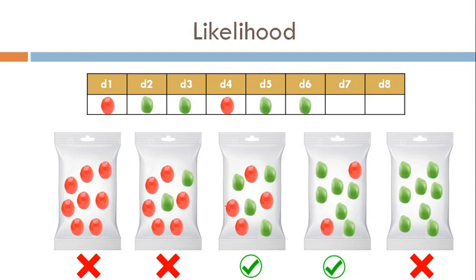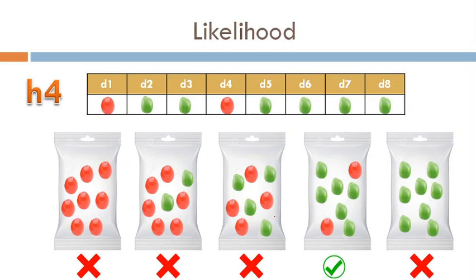Next, D6 is lime. D7 is lime. In total how many lime candies are here? 5. But the third one contains only 4. That's why it is wrong. So simply it is hypothesis 4. So that is the likelihood.